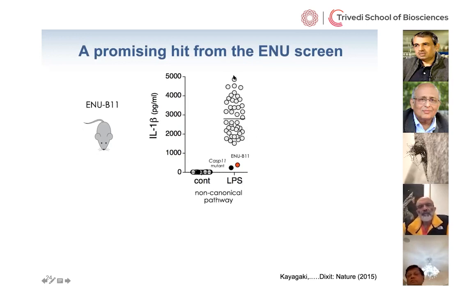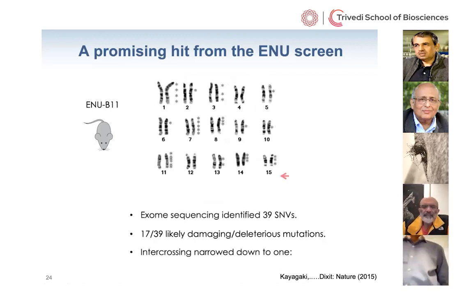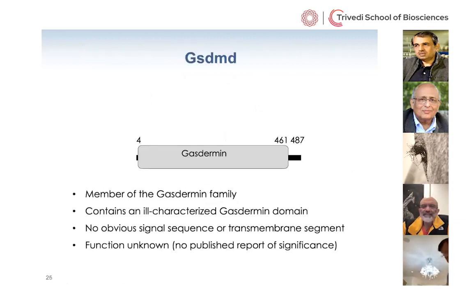So almost all the pedigrees respond very well. They make bucket loads of IL-1 beta when they're stimulated with LPS. The caspase 11 mutant doesn't, but that's how we define the pathway. So that serves as a good control. But here's another one, an unknown. B11. So what is B11? So we ended up, through intercrossing, identifying the region and then molecularly cloning it. And it turned out to be Gasdermin D.